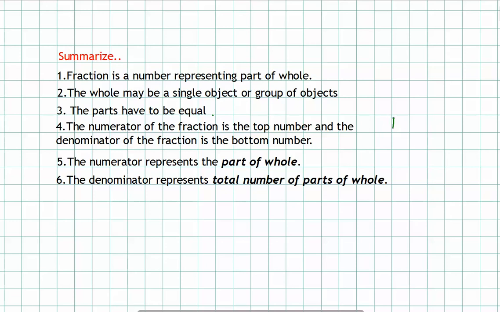The numerator, let's say if it's 1/2, then the numerator denotes the top number and the denominator denotes the bottom number. This is the denominator. The numerator denotes the part of the whole and the denominator denotes the total number of parts of the whole, or the total number of splits.